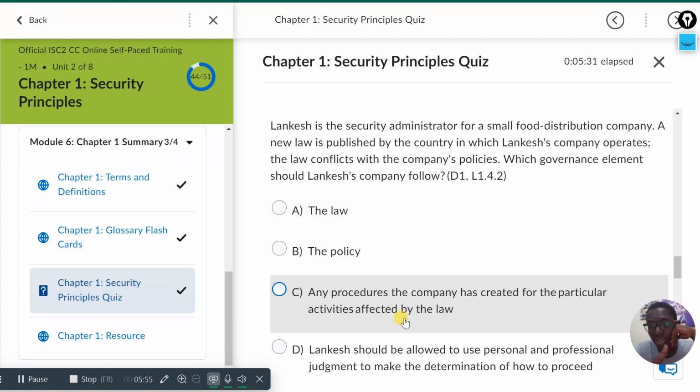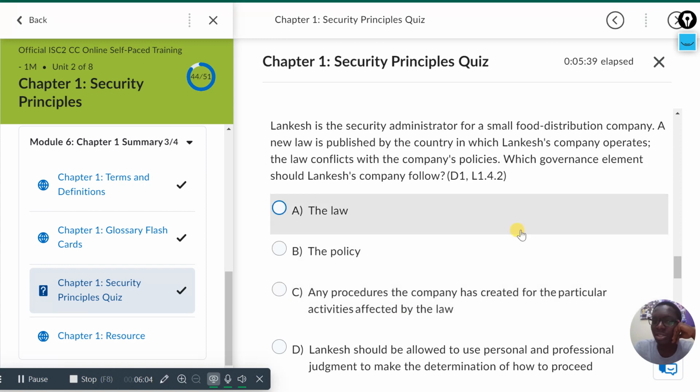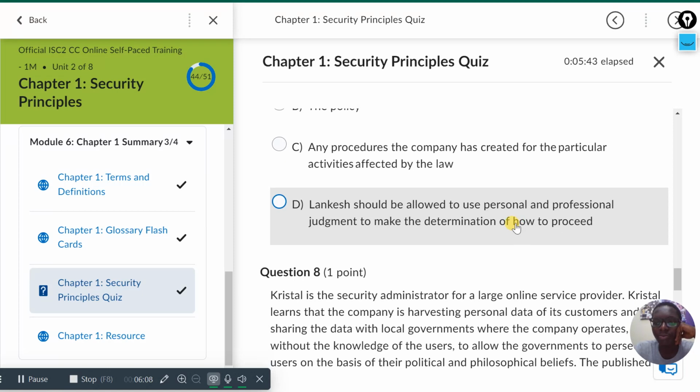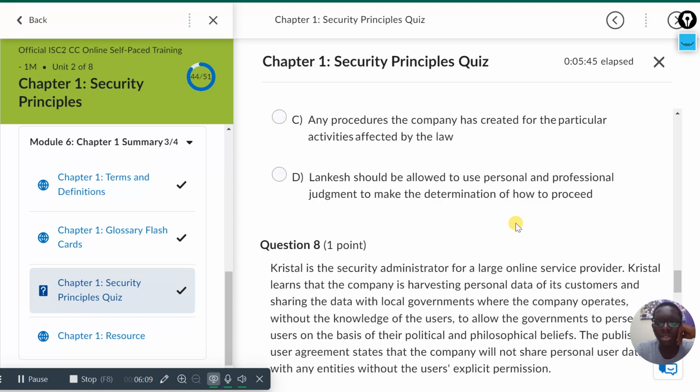Like we mentioned, the law is above all. Even if it's just a small country, a small state, it doesn't matter. The law is always going to be above all. Company policy does not beat the law. Neither does company policy beat the standards.